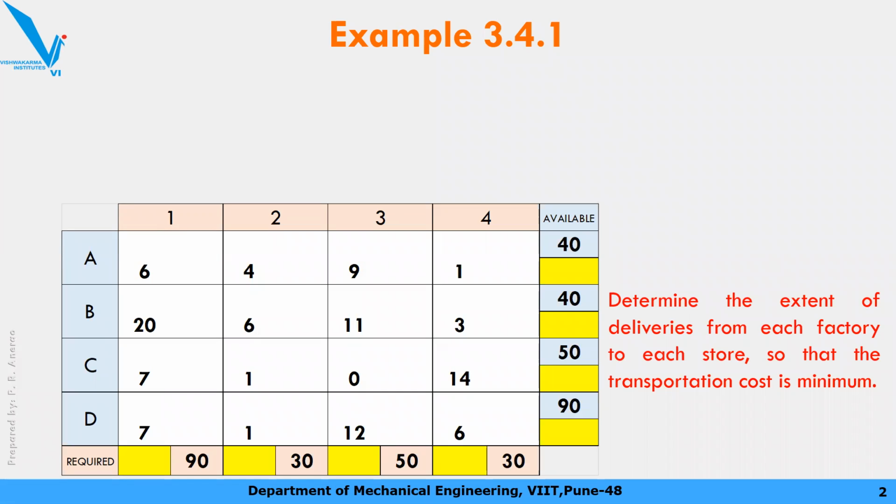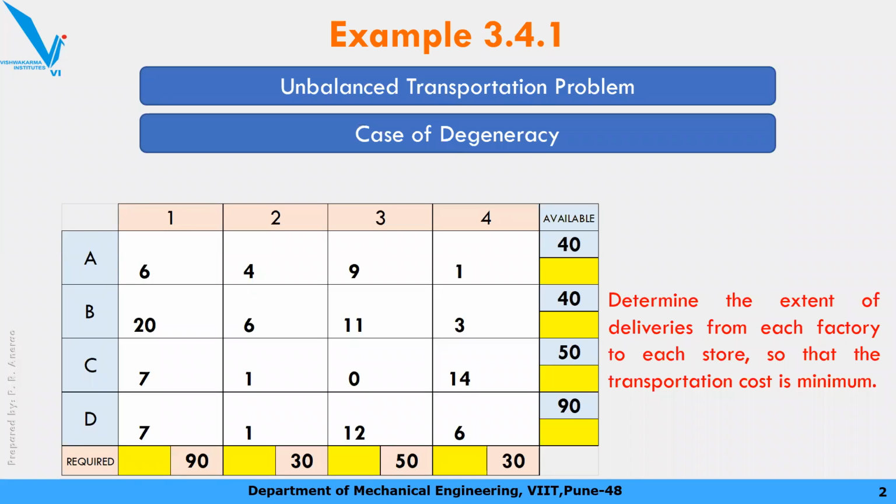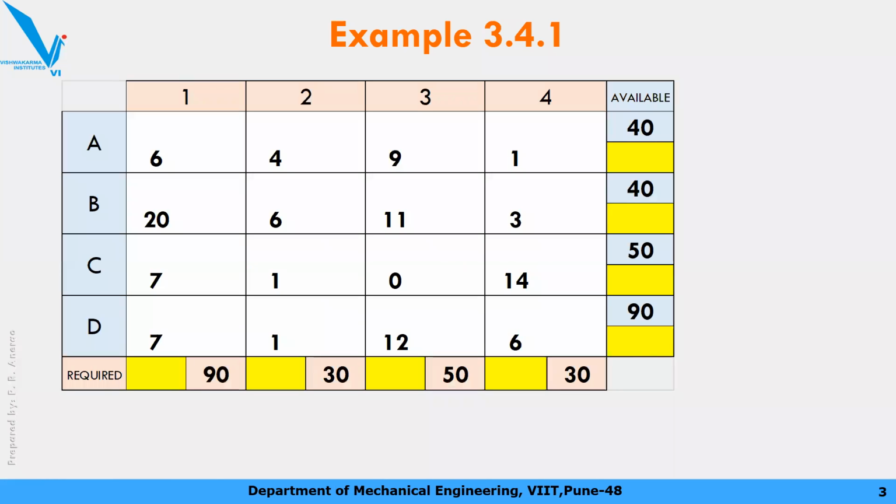Now, if you look at this problem statement, you will find that it has unbalanced supply versus demand. Also, after a few minutes, you will see that here you are going to face a degenerate initial basic feasible solution, and we are going to again have a quick revision of how to implement the UV or modified distribution method, because compared to the stepping stone method, the UV or MODI method is faster. Okay, so let's begin this solution.